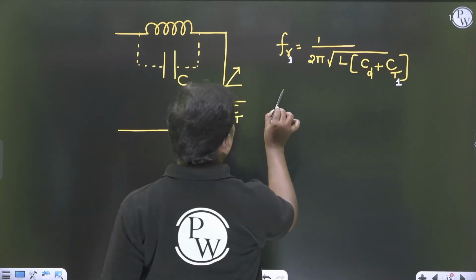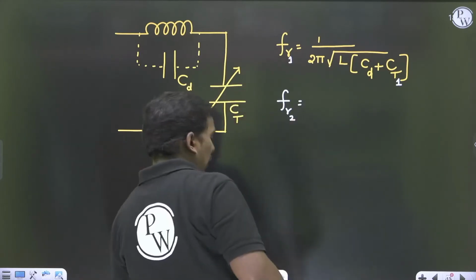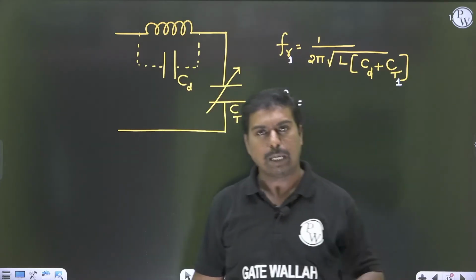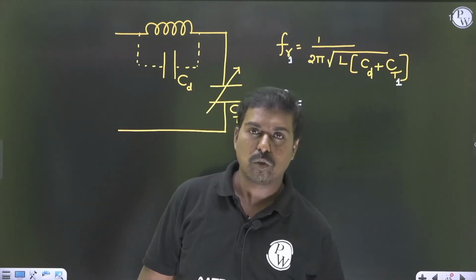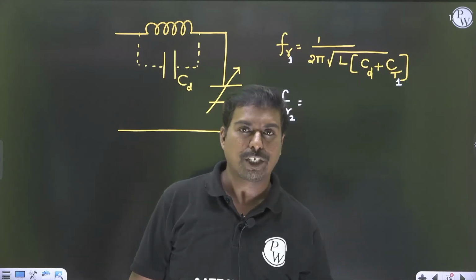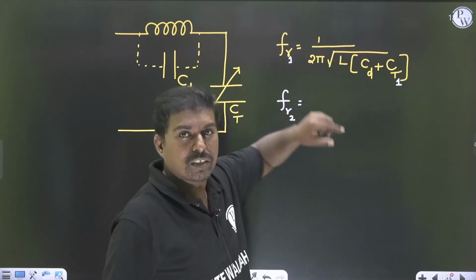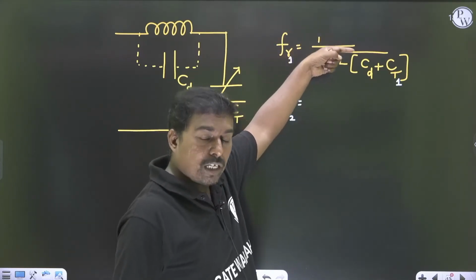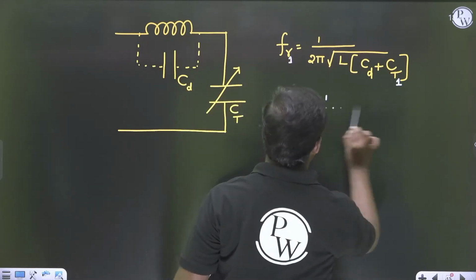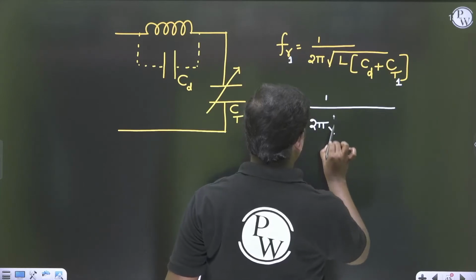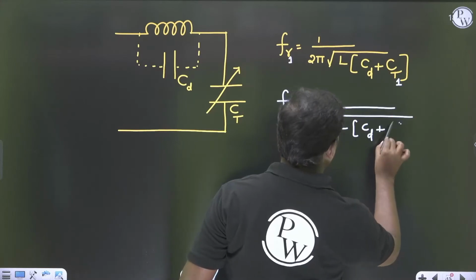Next, FR2. Now what you will do? Change the frequency to 2 times or 3 times. Suppose FR1 is 500 kilohertz, choose FR2 as 2 times of it, that means 1000 kilohertz, and go on changing the tuning capacitance again. At another value of tuning capacitance, you are again going to achieve the resonant frequency. So this is 1 by 2 pi square root of L, and the distributed capacitance will be constant.